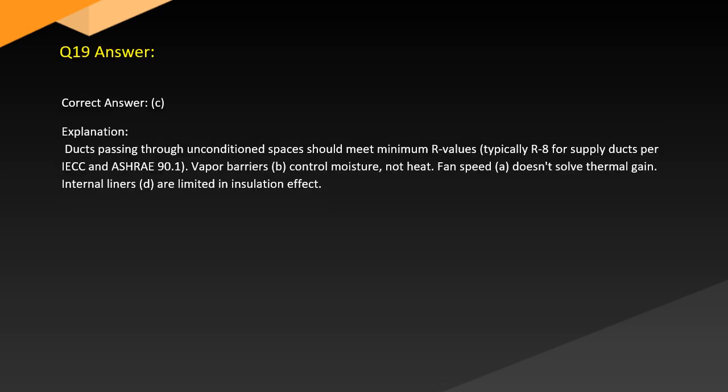Answer. Correct answer: C. Explanation: Ducts passing through unconditioned spaces should meet minimum R-values, typically R8 for supply ducts per ASHRAE 90.1. Vapor barriers, B, control moisture, not heat. Fan speed, A, doesn't solve thermal gain. Internal liners, D, are limited in insulation effect.